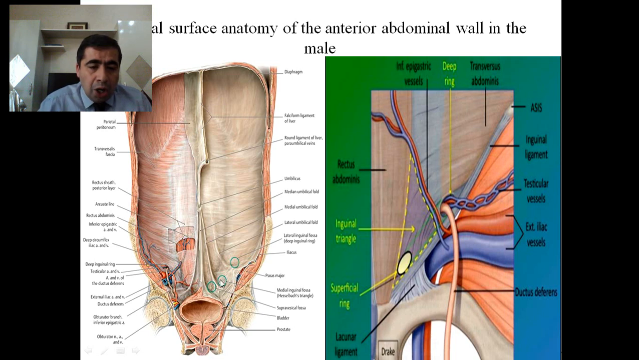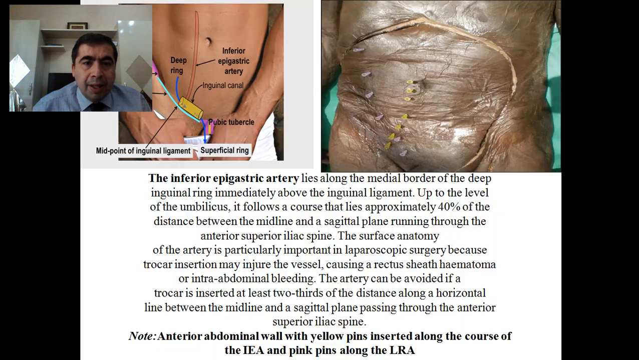The medial fossa corresponds to the superficial ring. The lateral inguinal fossa corresponds to the deep ring of the inguinal canal, and it explains the position and location of direct and indirect inguinal hernias.